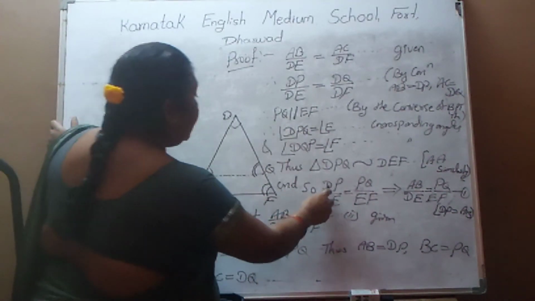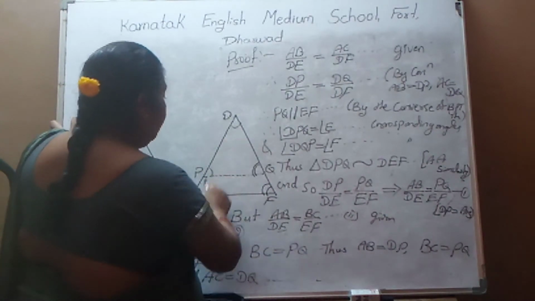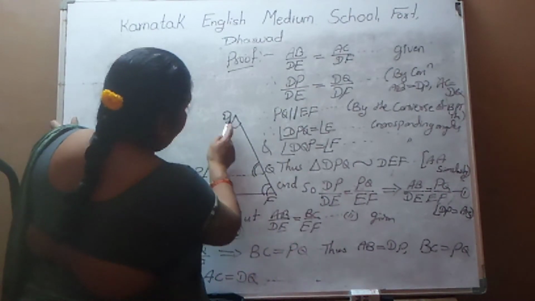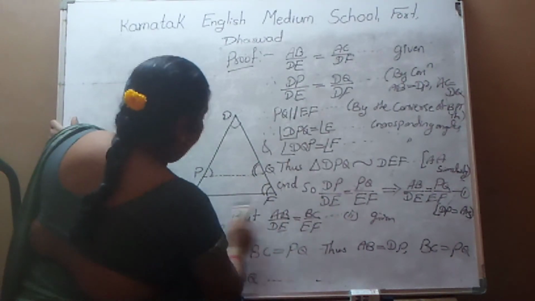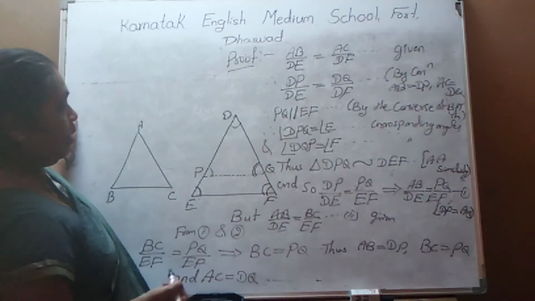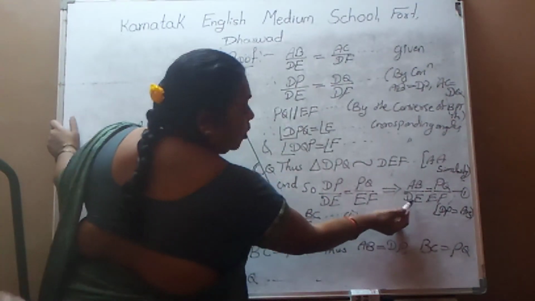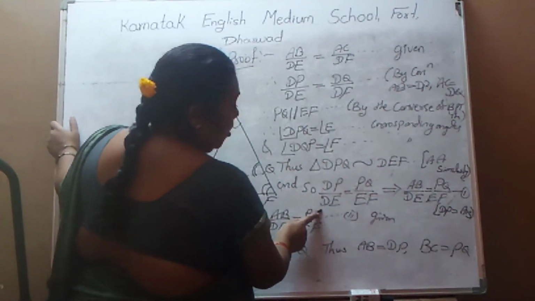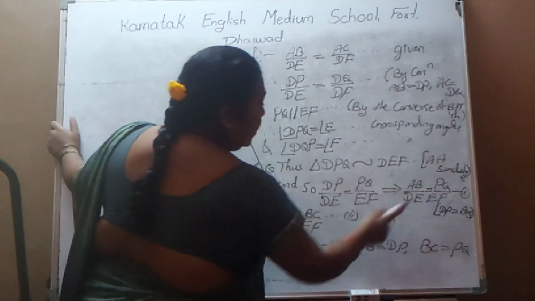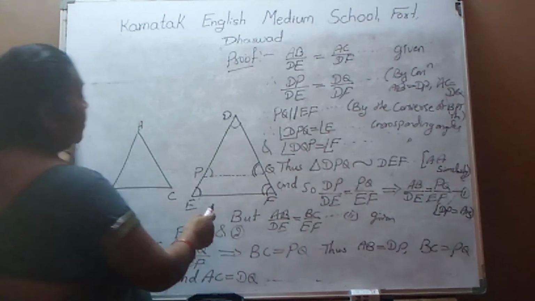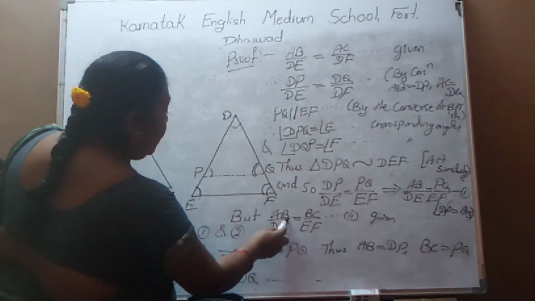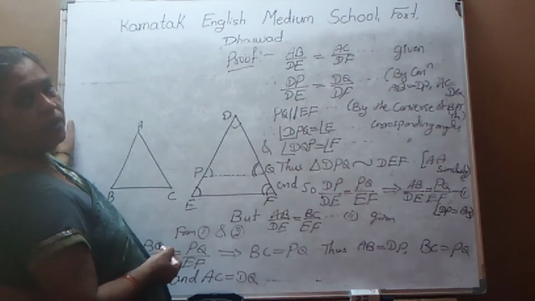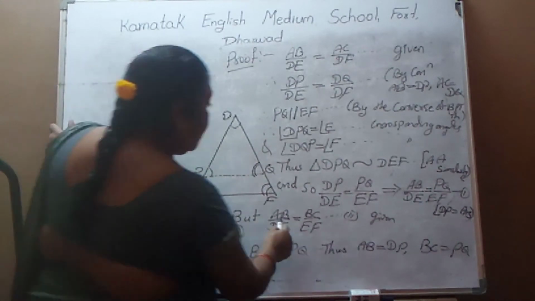And DP upon DE equal to PQ upon EF. This also by theorem. DP equal to AB, so AB upon DE equal to PQ upon EF. This is 1. But you wrote that in the given, AB upon DE equal to BC upon EF. That also is given. This is 2.